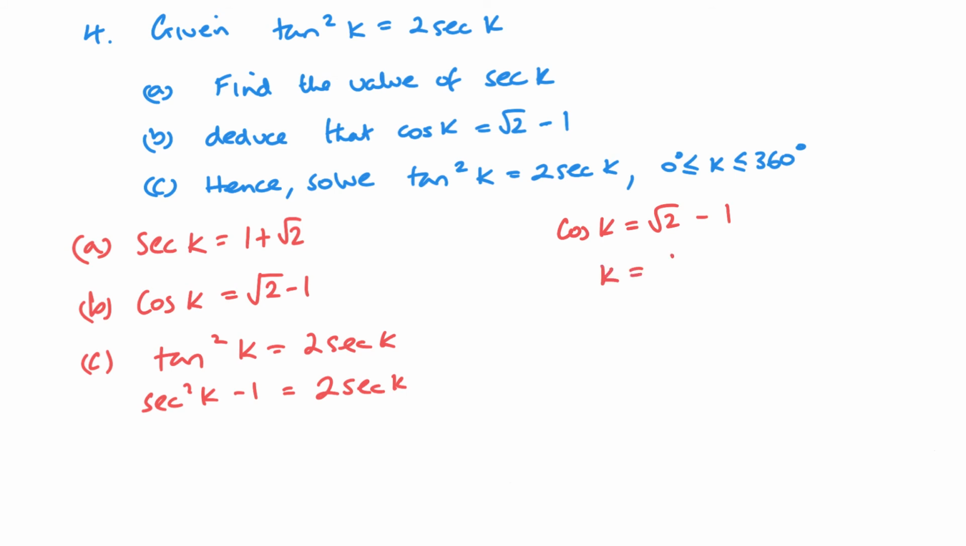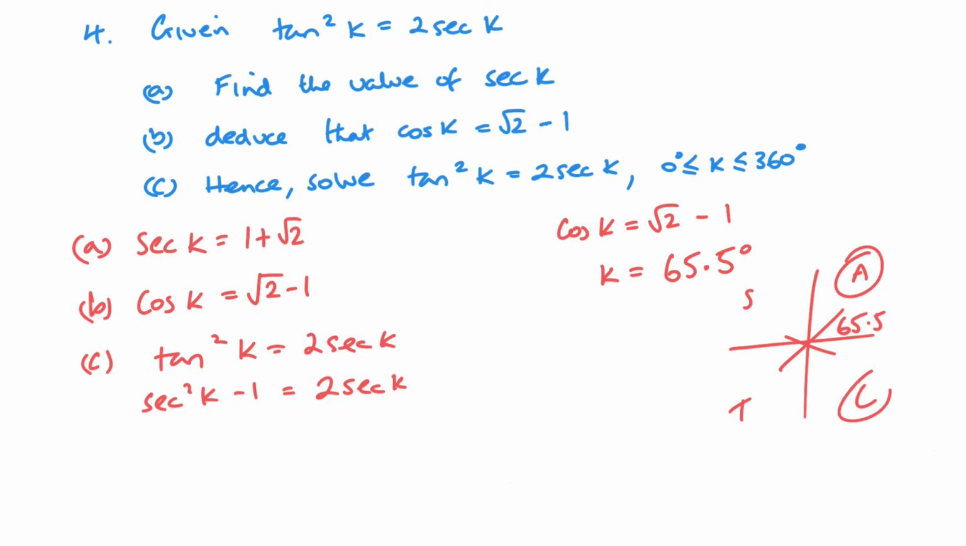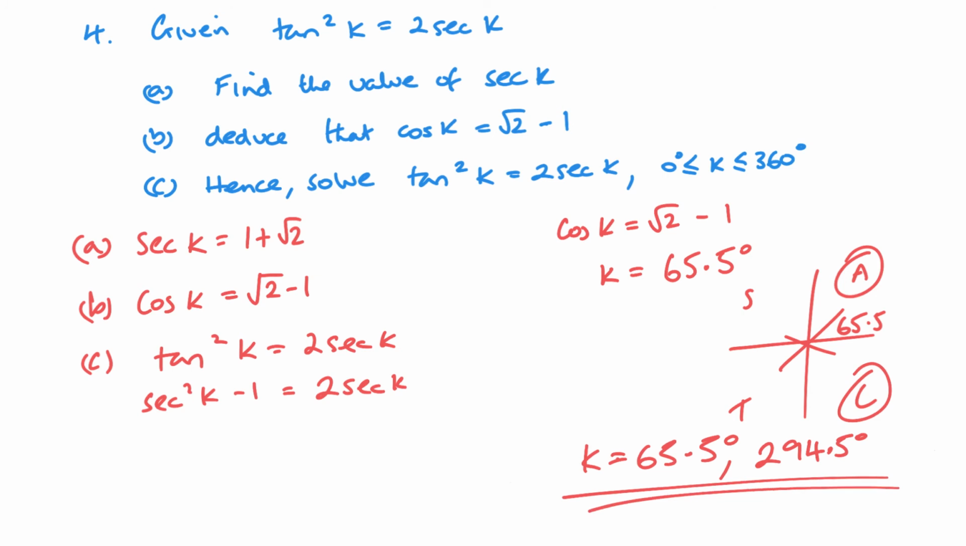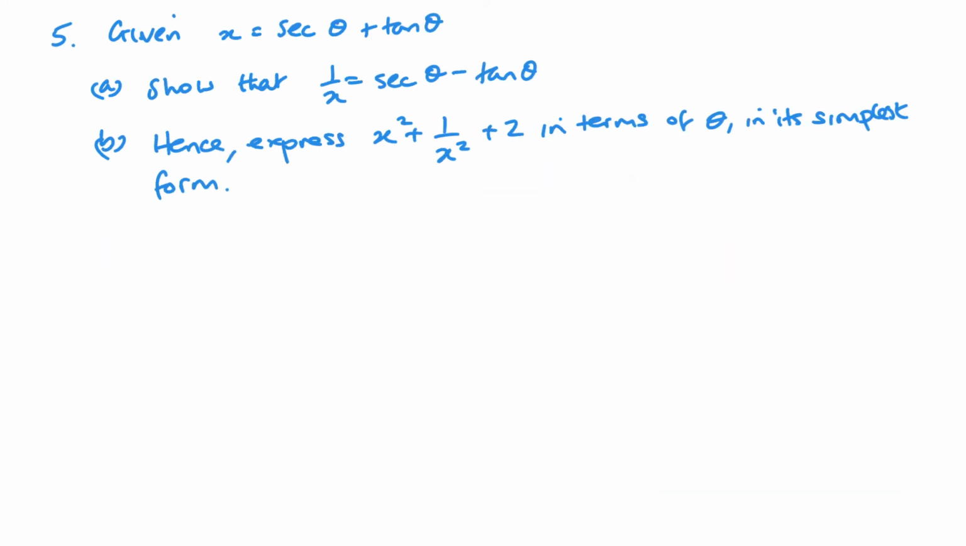And that gives me 65.5 degrees using my CAST method. 65.5. And cos is positive, obviously here and here. So my second answer is 360 minus that. So our answers are 65.5 degrees and 294.5 degrees there. And we're done with that question.